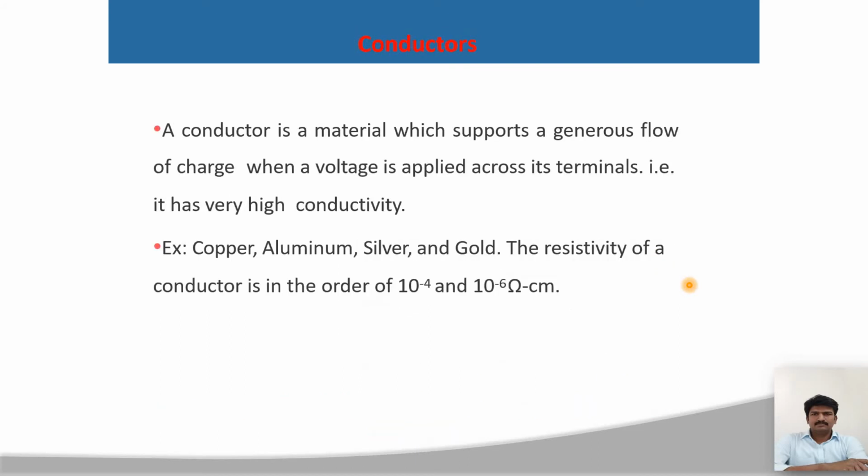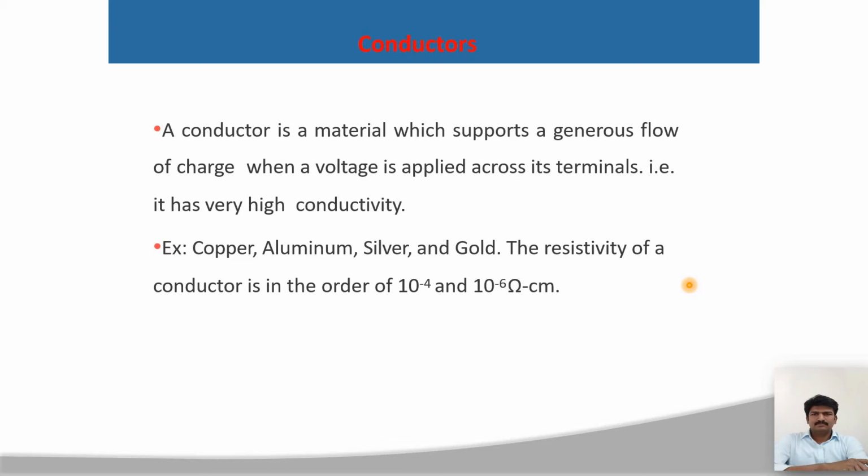Next, let us go into the details about conductors. A conductor is a material which supports a generous flow of charge. Here the charge may be a positive charge or a negative charge. Positive charge means holes have the positive charge, electrons have the negative charge. These charge carriers flow when you apply voltage across the terminals. That is called a conductor. Examples of conductors are copper, aluminum, silver and gold. The resistivity of a conductor is on the order of 10 to the power of minus 4 to 10 to the power of minus 6 ohm per centimeter.